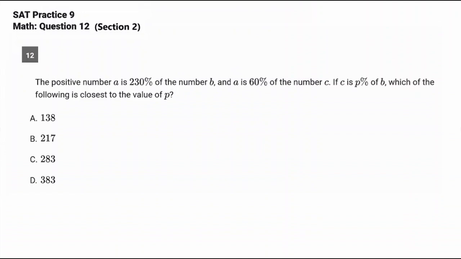We're on SAT Practice Test 9, Math Section 2, Question 12. What's the level of difficulty? It's hard. The positive number a is 230% of the number b, and a is 60% of the number c. If c is p% of b, which of the following is the closest to the value of p? So what are we looking for? P. First thing here is ETS says which of the following is closest to. That's a license to round, so don't get caught up in decimals.